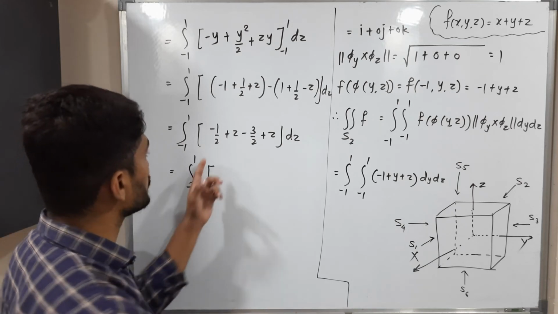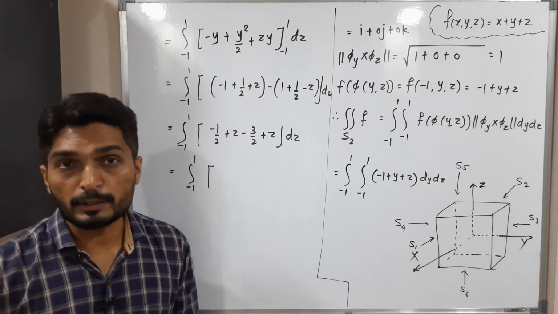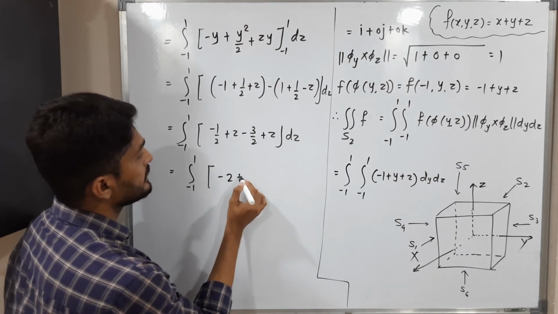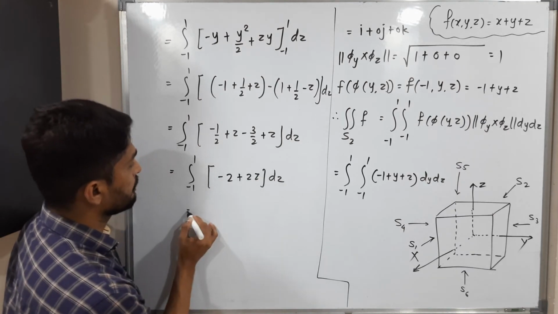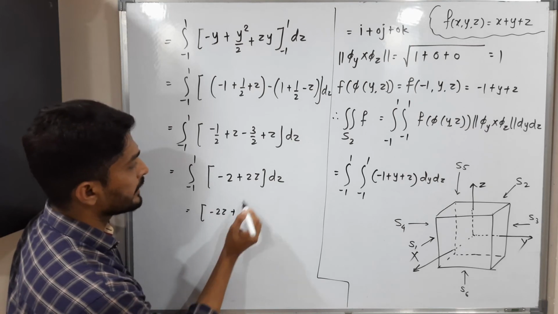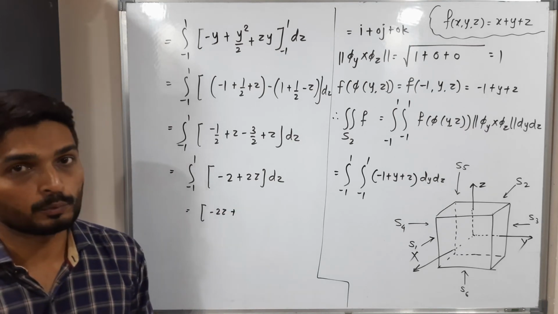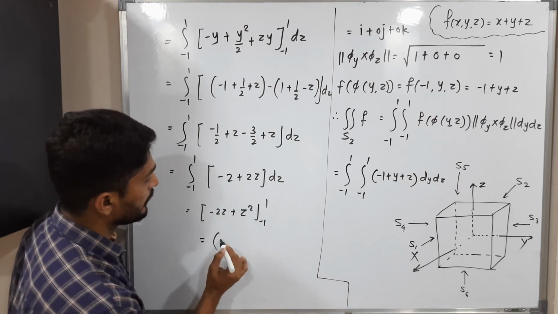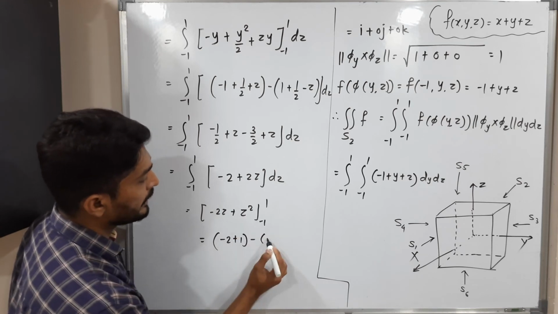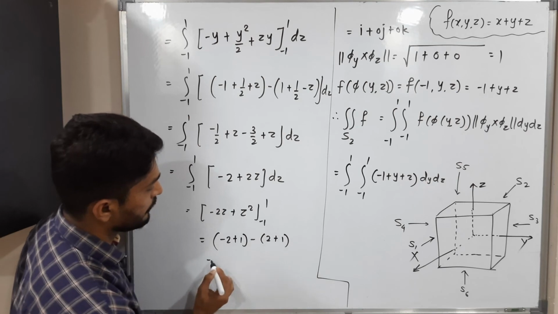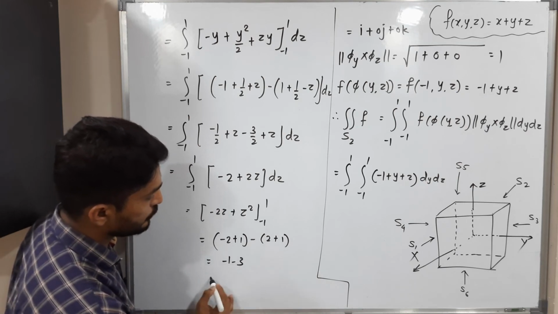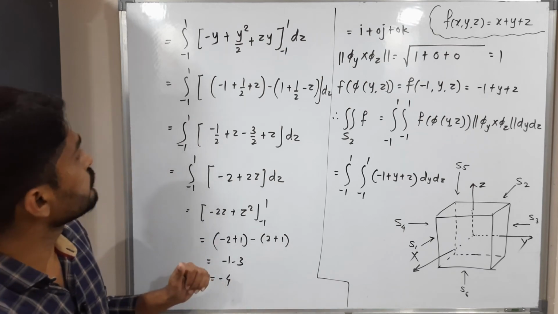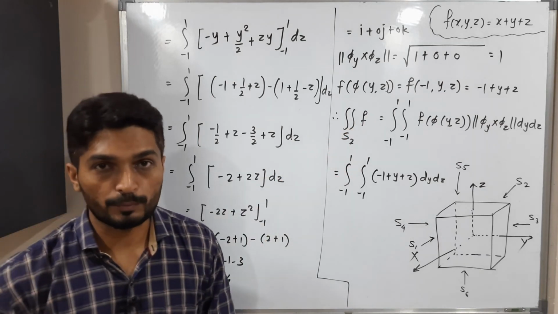Let us simplify it first: -1 by 2 minus 3 by 2. Both of them have the same denominator 2, so we can add numerators: -4 by 2, that means -2. Then z plus z is 2z. Let us integrate with respect to z. Its integration will be -2z plus, as you know, the integration of z is z square by 2. The 2 is already there, it will get cancelled. So z square, from -1 to 1. Putting the upper limit, -2 plus 1, and putting the lower limit there, we will have minus 1 and this is minus 3. So it is minus 4. So the surface integral of f over S2 is minus 4.